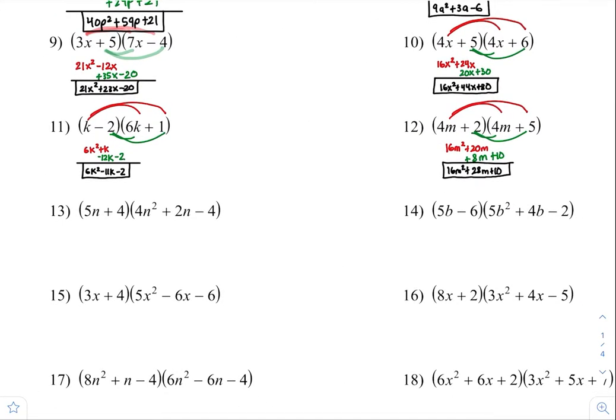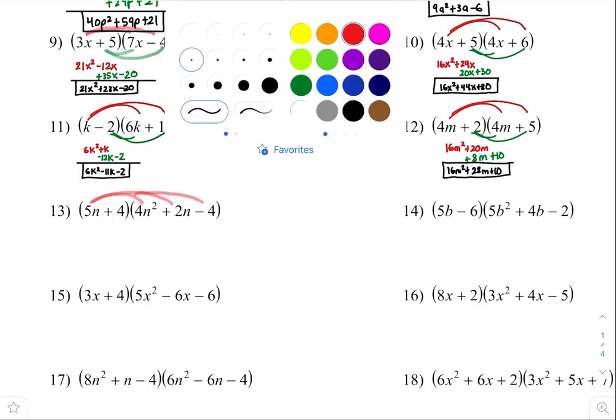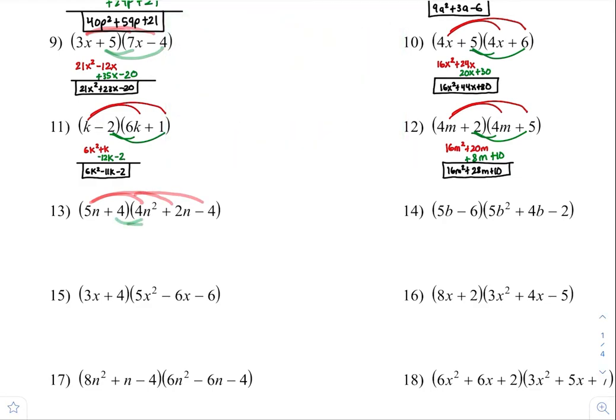Now we have a binomial times a trinomial. So we got, I'll do it in the highlighter. So we gotta distribute this to all of them, you guys, first, right? And then we gotta distribute this 4 to each one.